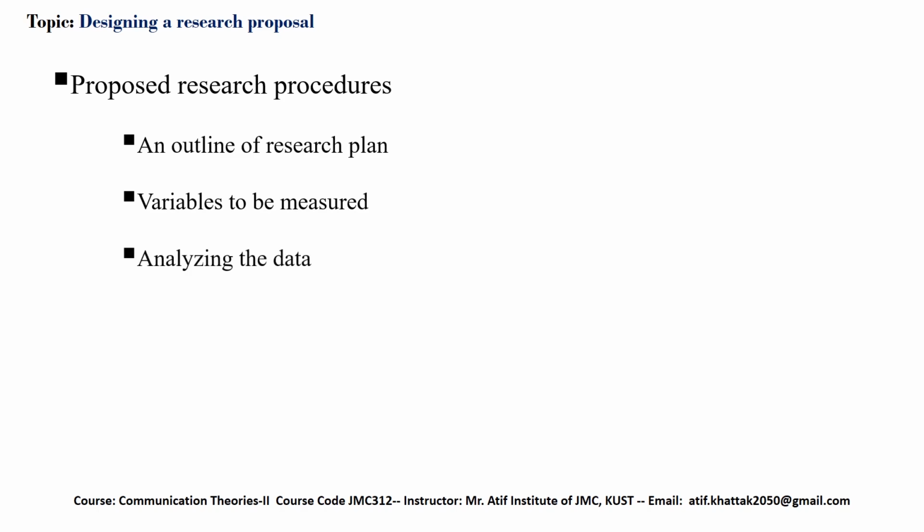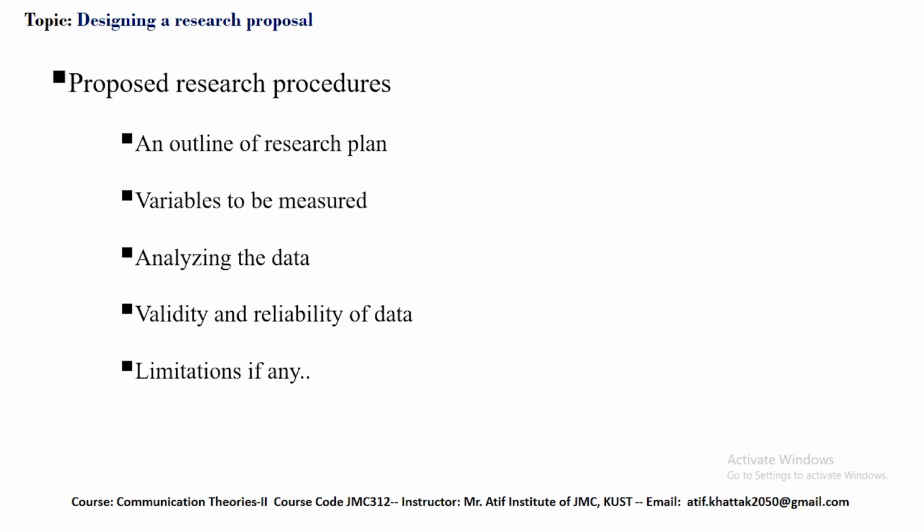Next is the proposed research procedures. In this section of the research proposal, an outline of the research plan should be given. The research plan deals with the variables to be measured, the population to be sampled, the measuring devices to be used, and the procedures to be used in analyzing the data. The validity and reliability of data gathering devices should be critically evaluated, and the limitations, if you have any, should be pointed out.